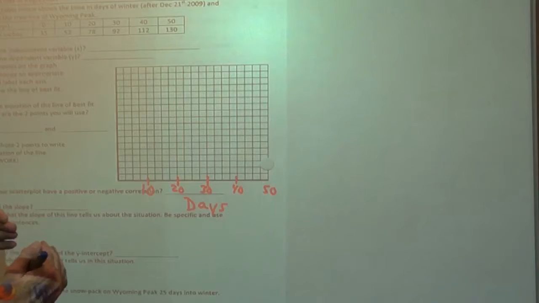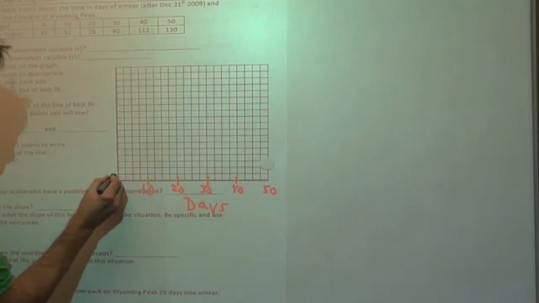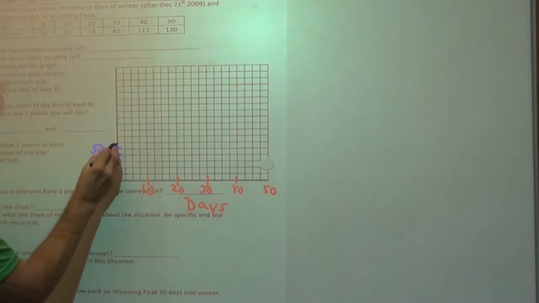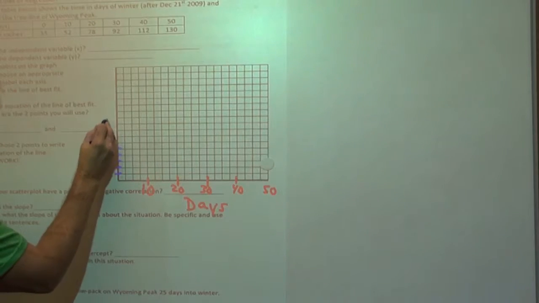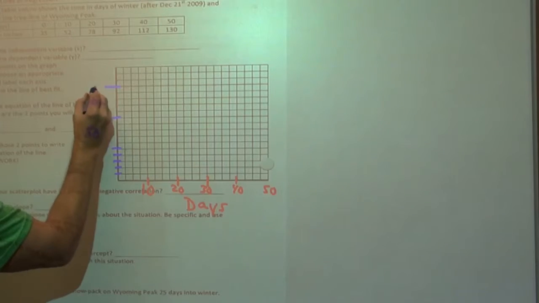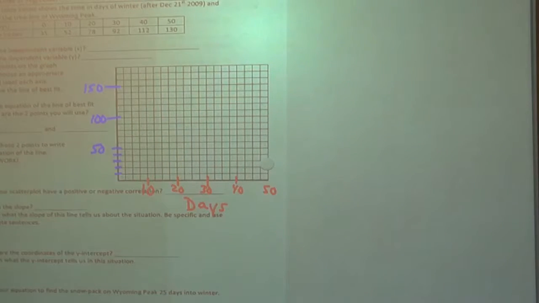If choosing a number from 5 through 10, 6 through 10, we should probably go by 10s. So this is 10, 20, 30, 40, 50. This is 10, 20, 30, 40, 50. That takes us to 100. 10, 20, 30, 40, 50. That takes us to 150. And you can see that we can accommodate up to 130.